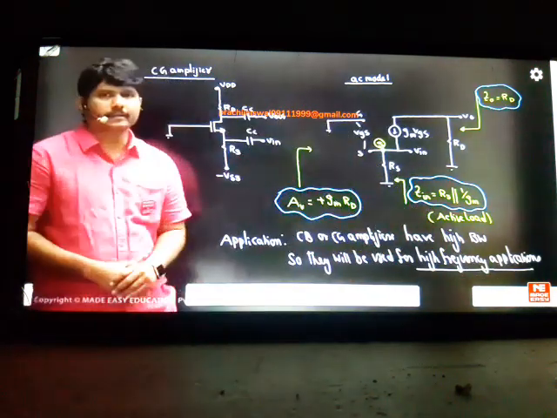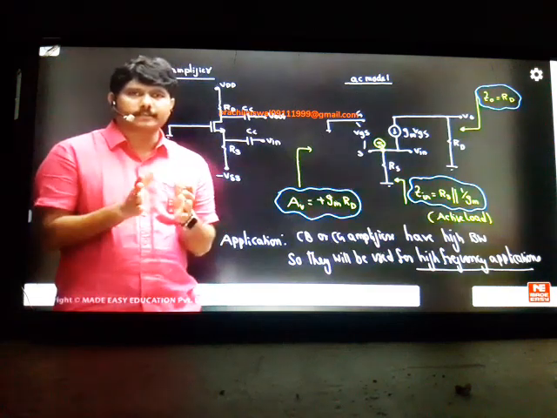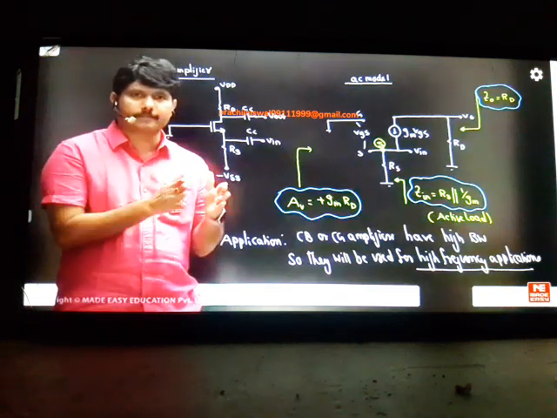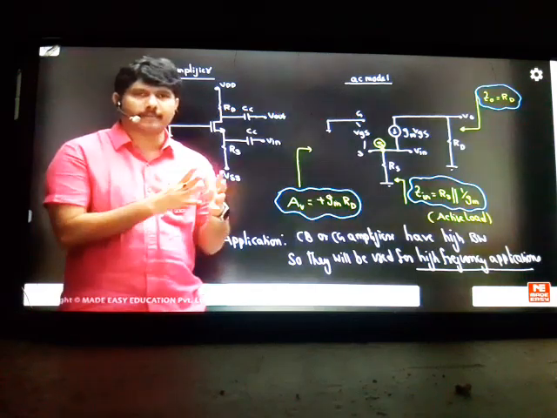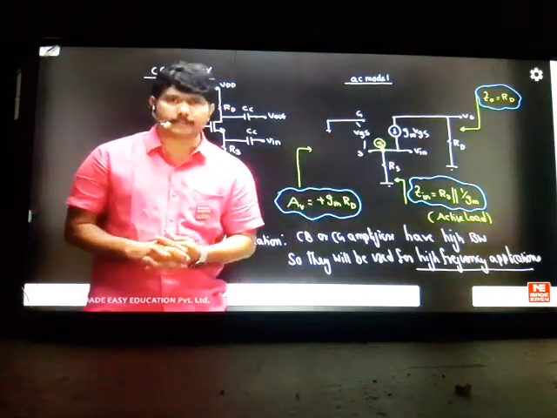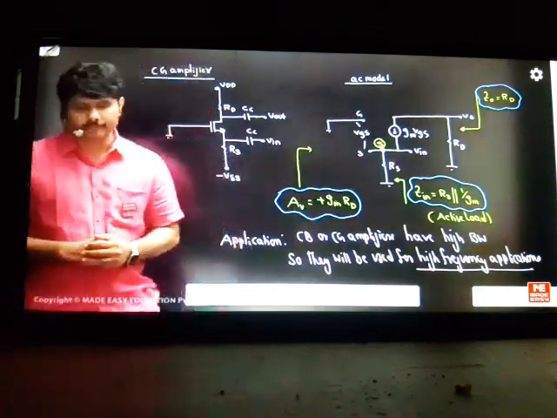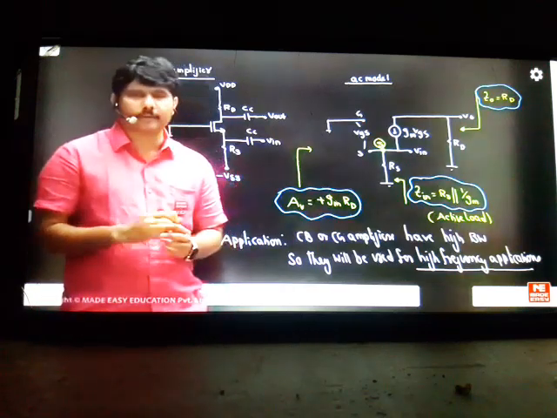So common base or common gate, generally whenever you go to very high frequencies, common emitter systems will have less bandwidth. I put that in my previous class. It is giving less bandwidth, which is F beta. F alpha is for common base, which will have very high bandwidth. So common base can be used for high frequency applications. That is the importance of common base. Whenever you have very high frequencies, at that time we go for this topic.